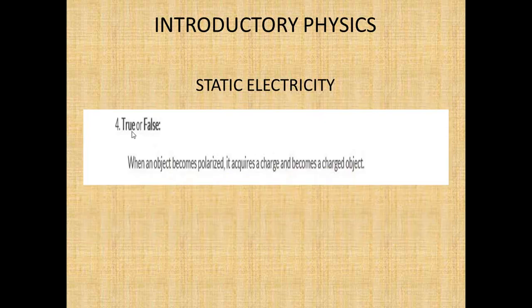Okay. Question 4. True or false? When an object becomes polarized, it acquires a charge and becomes a charged object. No. Polarization is just a redistribution of the charge. The object is still electrically neutral. It's just that the charge is moved to opposite sides. That is what polarization means. So that one is false.